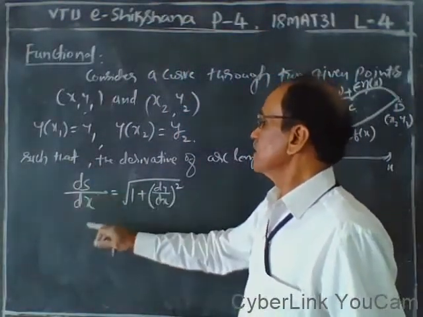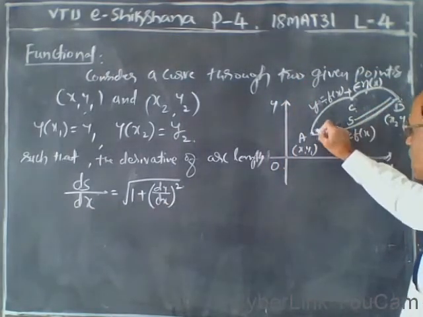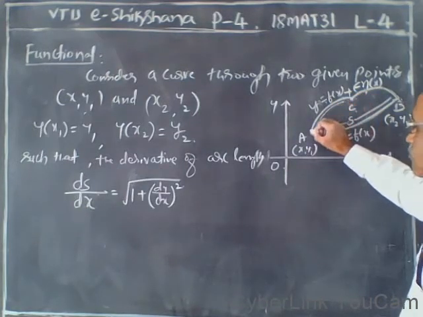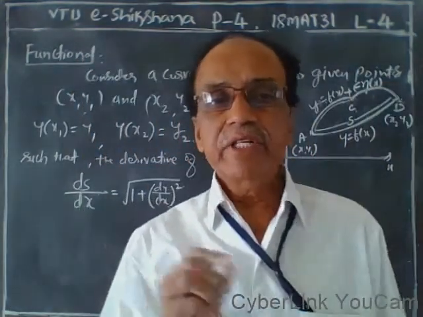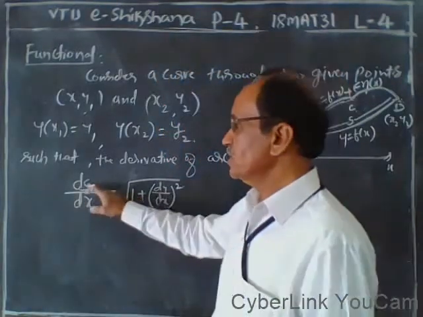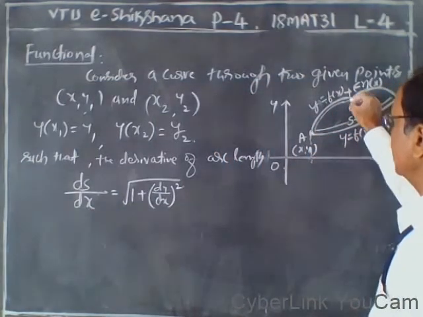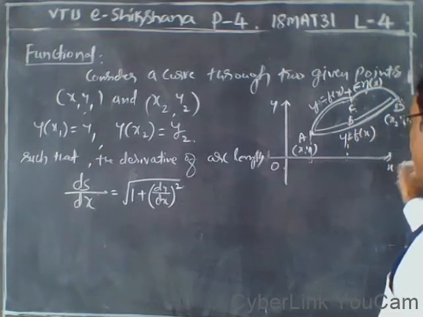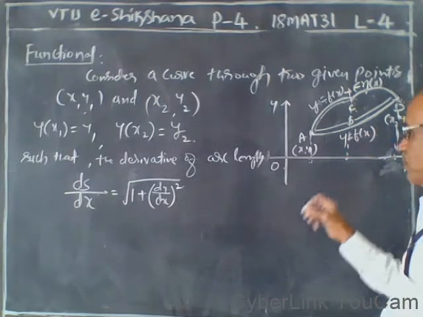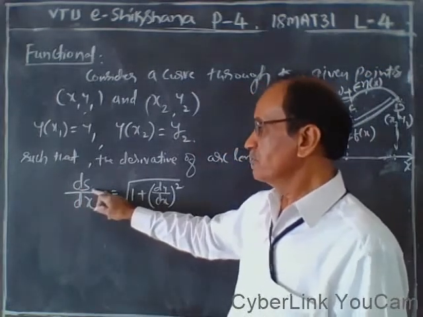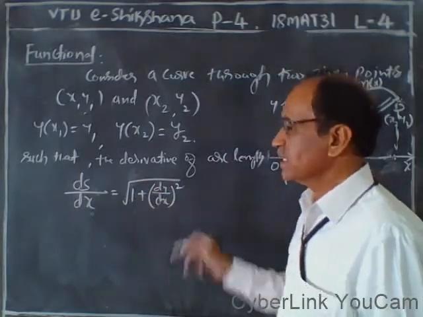Now, what is this left side? s is the length of the curve, x is the independent variable and y is a function of x. Therefore, s is the total length of the curve, but here s is taken from this point up to here, with the deviation, and then it continues. Derivative means variation in the length with respect to variation in x. From this point it is x1, y1, and to the next point it is x2, y2. Therefore, the change in length of the curve s with respect to change in the value of x is equal to square root of 1 plus dy by dx whole square.